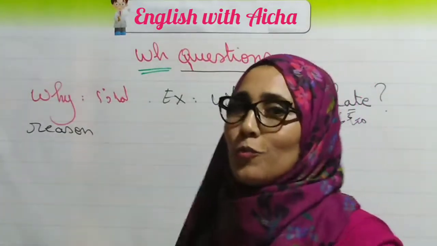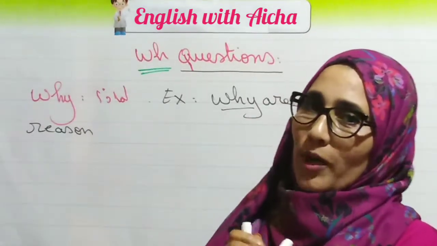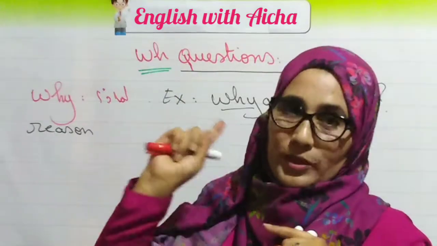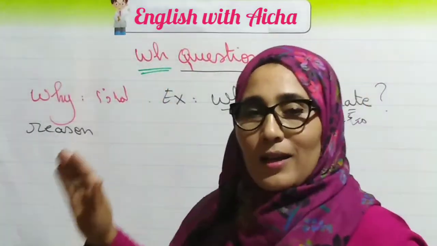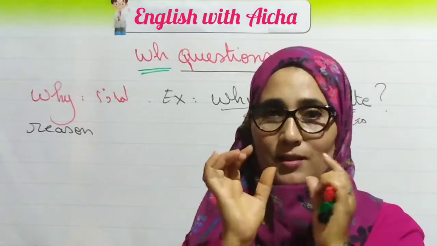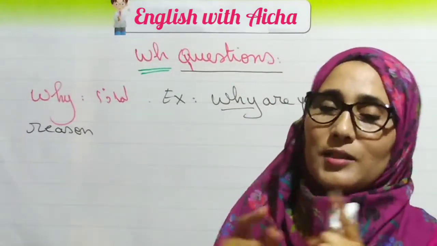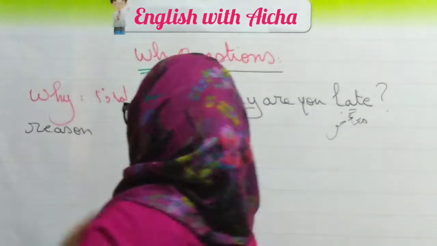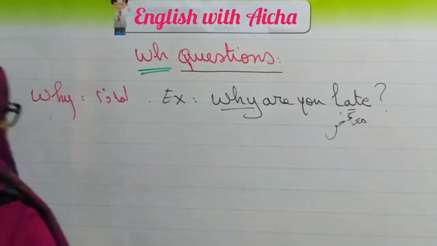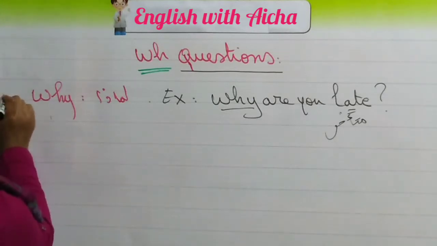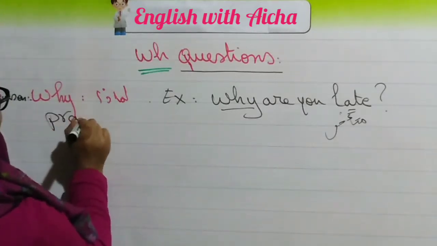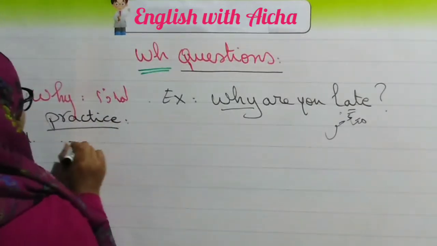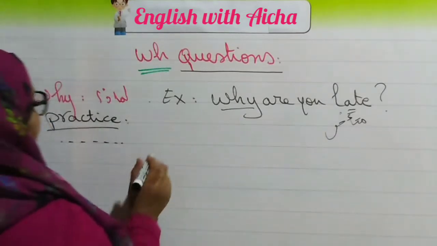Great, now it's time to practice. We're going to do a short practice to see if you understand how we can use these WH words. So let's start our practice. So here we're going to write the reason, to have enough space for writing the practice. For example, we start by the gap.